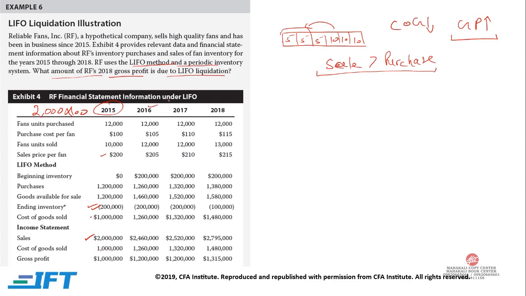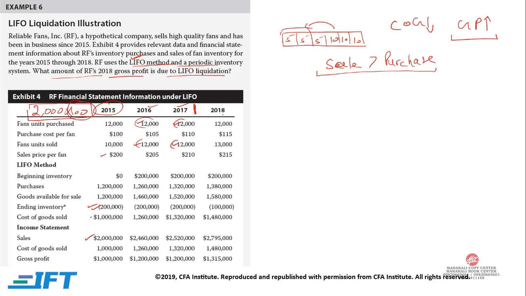Now in 2016 and 2017, what is happening is that pants unit sold was 12,000 and we purchased 12,000. So whatever we purchased, we sold, and we are following the last in, first out method. So the recent purchase will be sold first. In 2017 as well, we purchased 12,000 and we sold 12,000. So this is the amount we purchased and this is the amount we sold. Till this point, we are still left with this inventory of 2,000 that was worth $100 each.